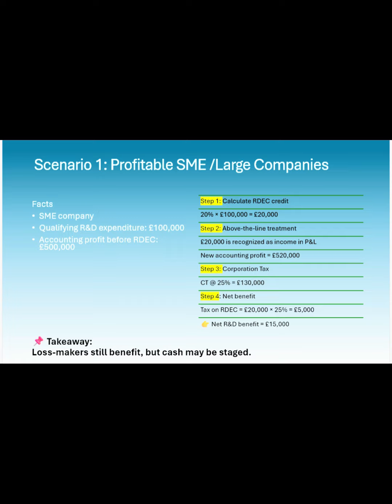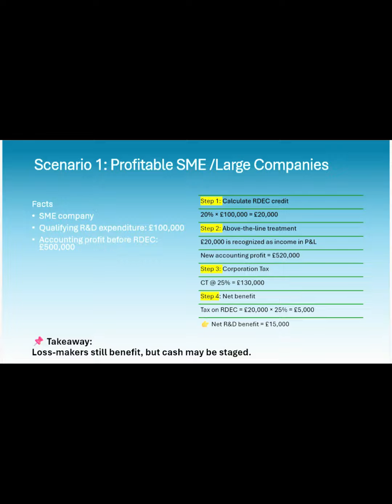Now step 2: the 20,000 will be recognized in the P&L, and net accounting profit will now become 520,000. So the corporate tax will be 25% on 520,000, which will be 130,000. So what is the net benefit? 20,000 into 25% is 5,000. That means you have paid tax of 5,000, and so the net benefit is 15,000.